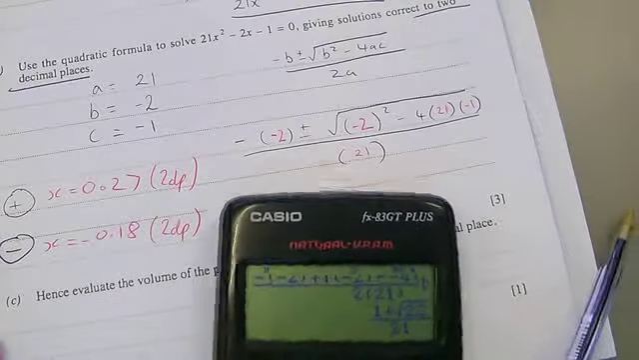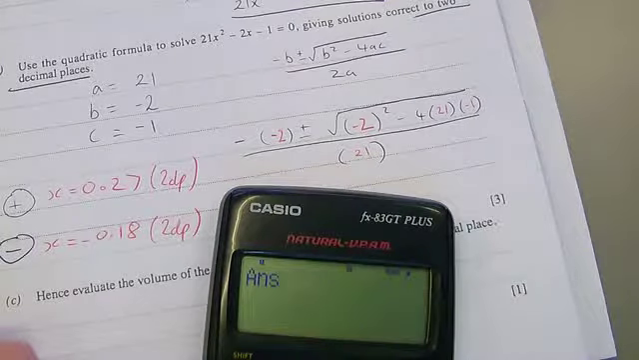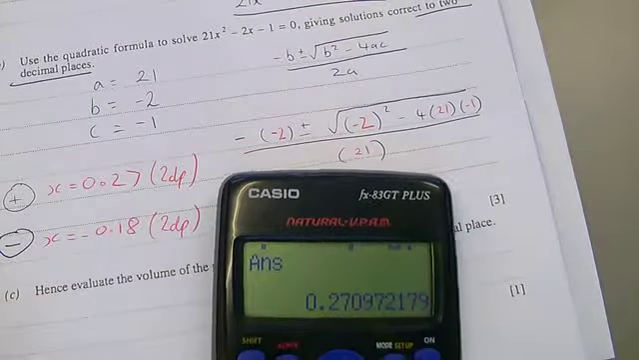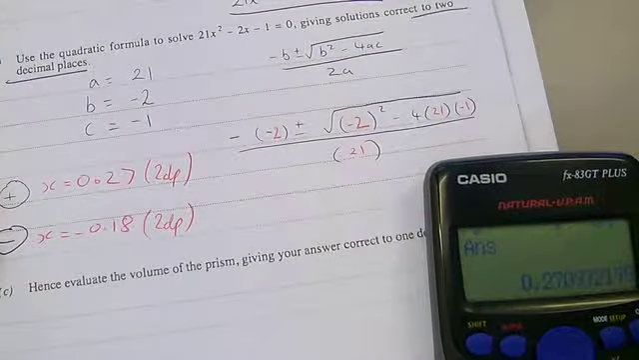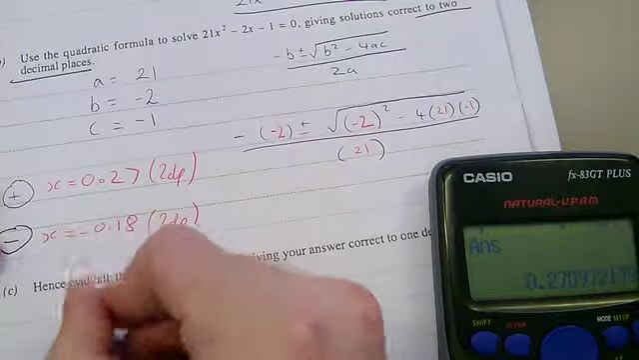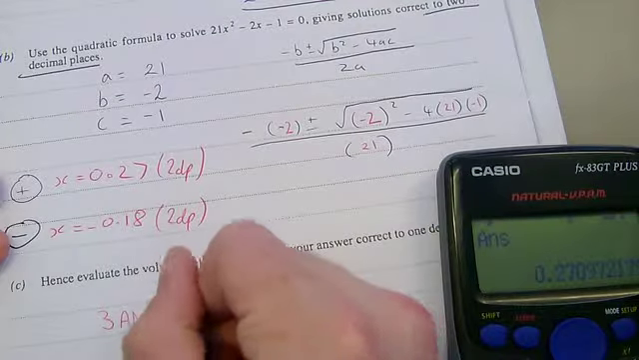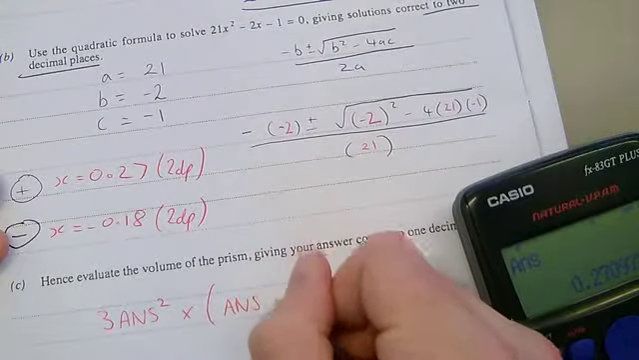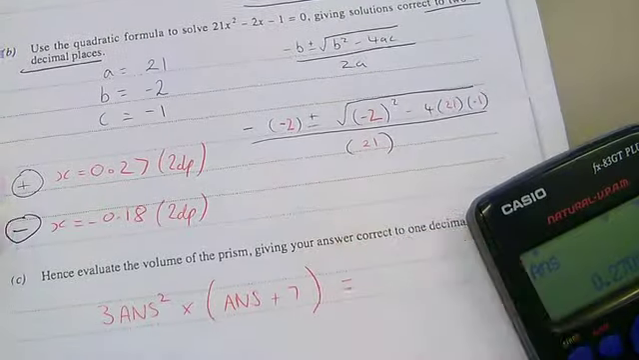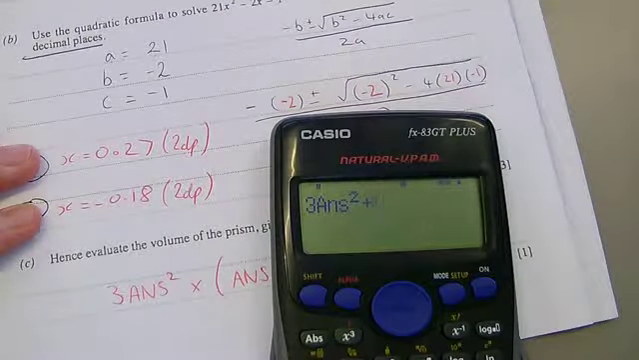Now I've gone back using the replay button. I've gone up and down, and I've found my first answer. So I've gone back to having this as my answer. When I use this, it will keep my answer as accurate as possible. So to work out the volume of it, I need to do the area. That's going to be 3 x squared, so that's going to be answer squared, multiplied by answer plus 7, and that will give me the volume of the entire thing. Okay, so 3 answer squared times answer plus 7.